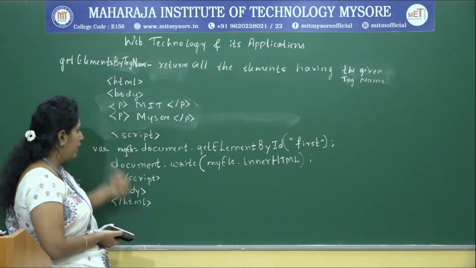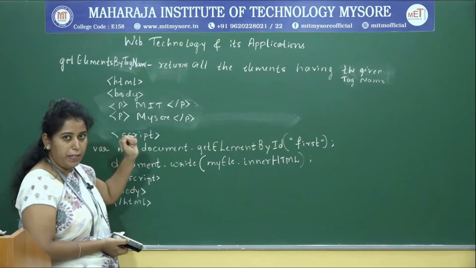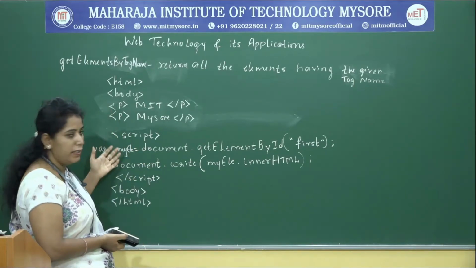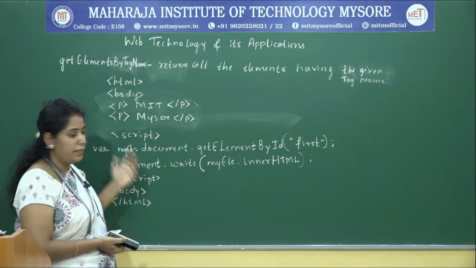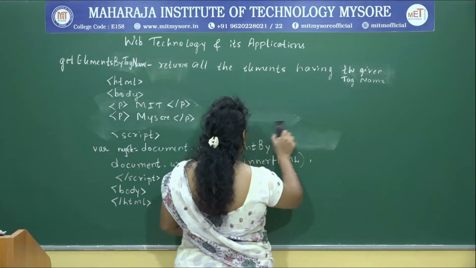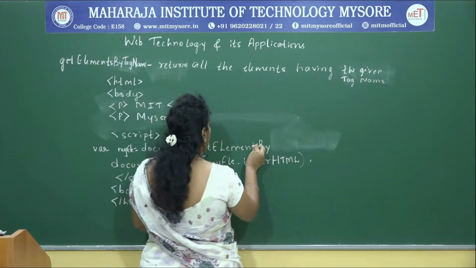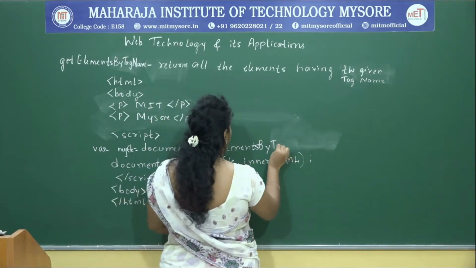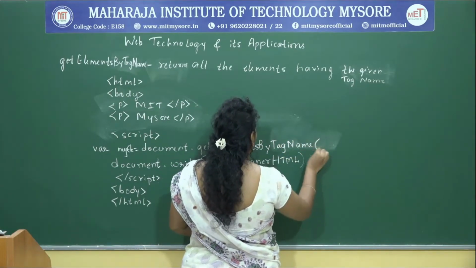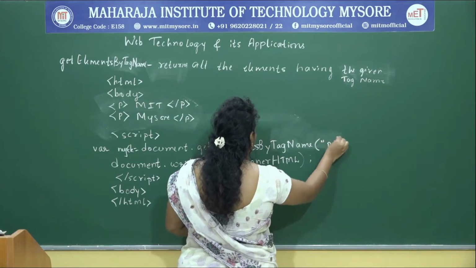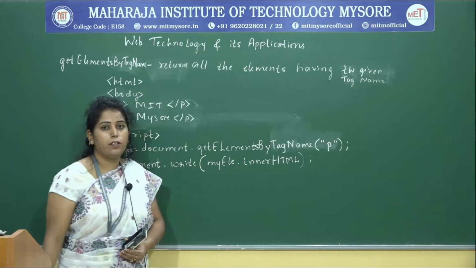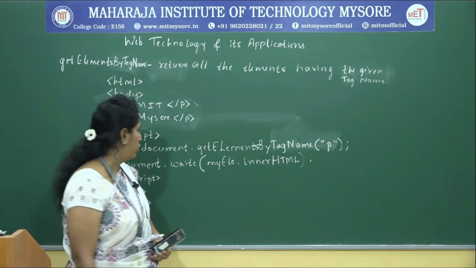Now open the script. I am supposed to implement get elements by tag name. Which is the tag here? P is a tag, is it right? So you have to pass the tag name here. So I have to change this to get elements by tag name. I am passing the tag name P. Whatever you pass as an argument has to be enclosed within double quotes.